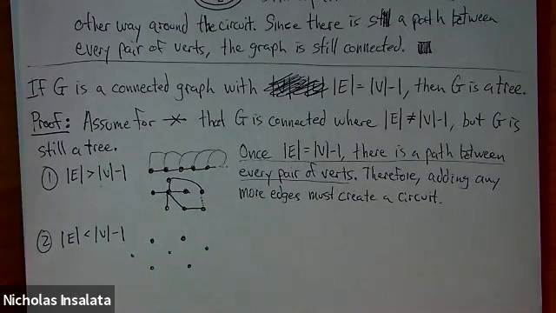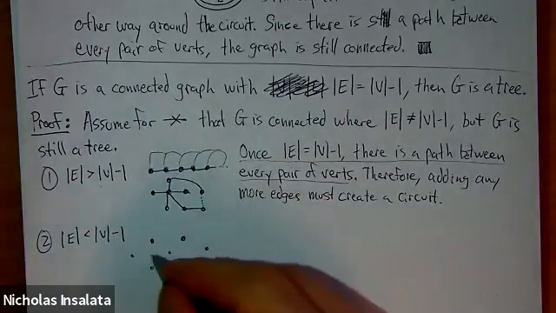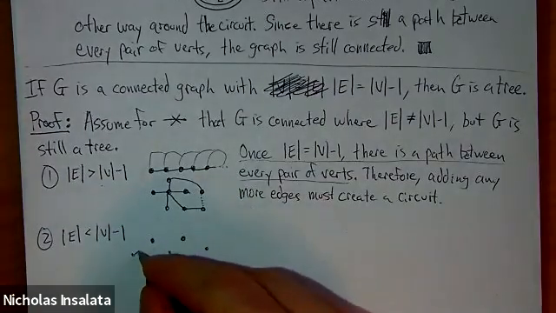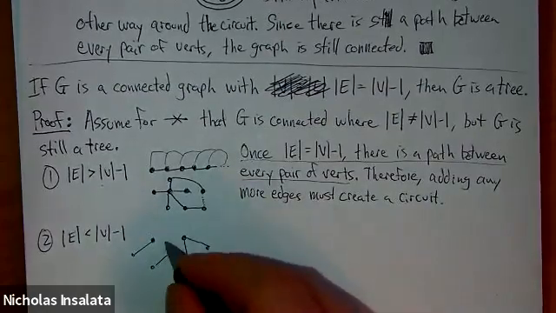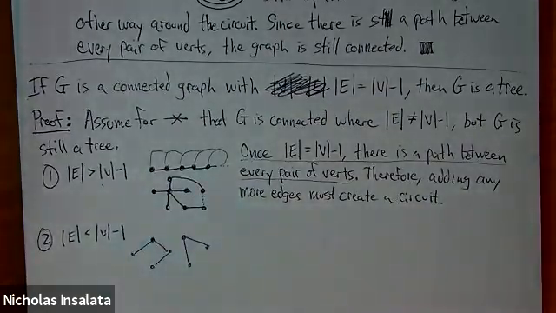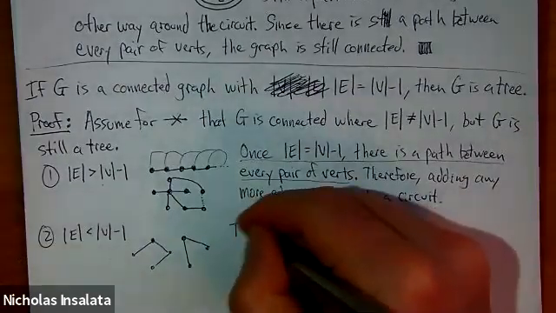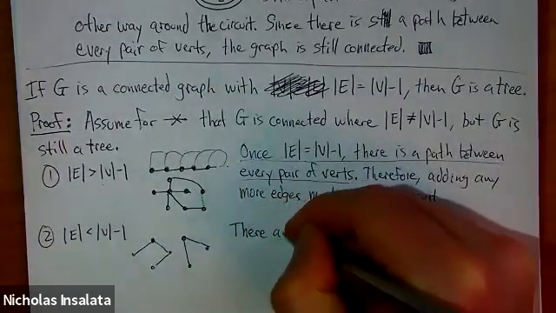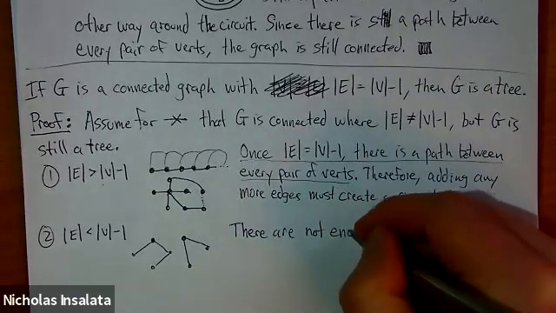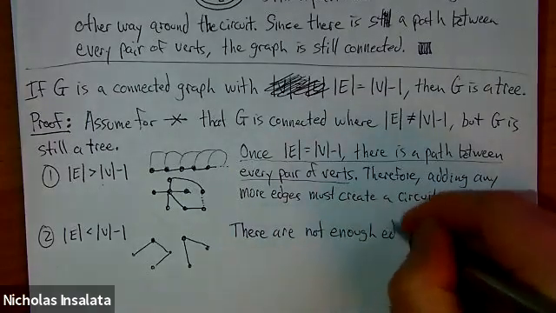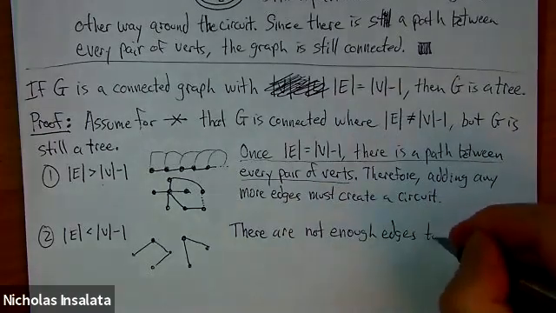Well, what's going to happen there? Yeah, we won't be connected. If we only add 5 edges, 1, 2, 3, 4, 5, there aren't enough edges to connect everything. So in this case, there are not enough edges to connect everything.